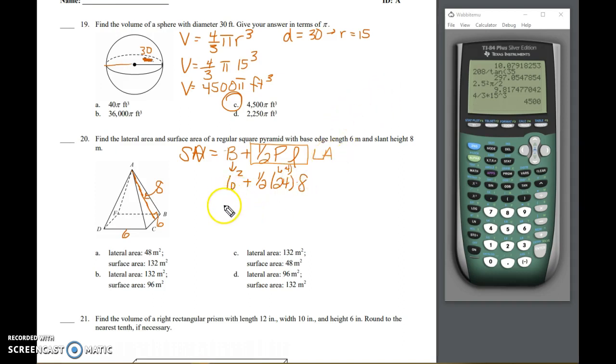So I'm substituting that in, and we get 36 for the area of the square. Half of 24 is 12, and 12 times 8 is 96. And then I'm going to add those together, and I get 132. So my surface area is 132 meters squared. And again, this piece right here, that's my lateral area. So I'm looking for a lateral area of 96 and a surface area of 132. And it looks like I found it with D. And again, I'm going to pause the video to move it up.